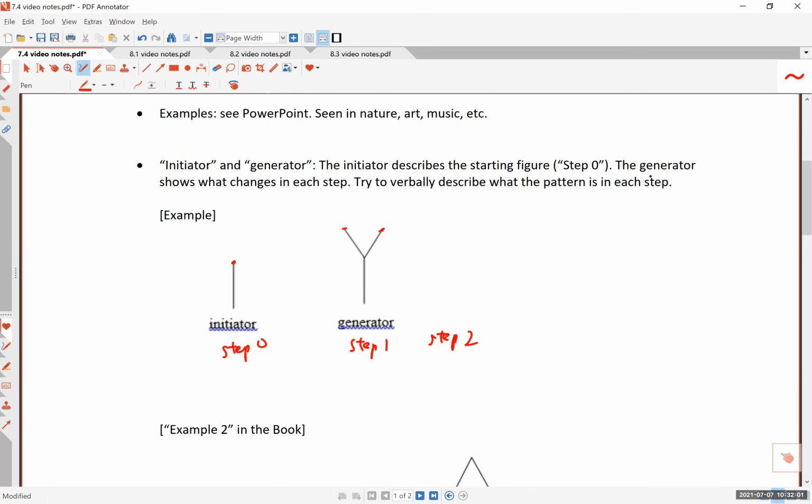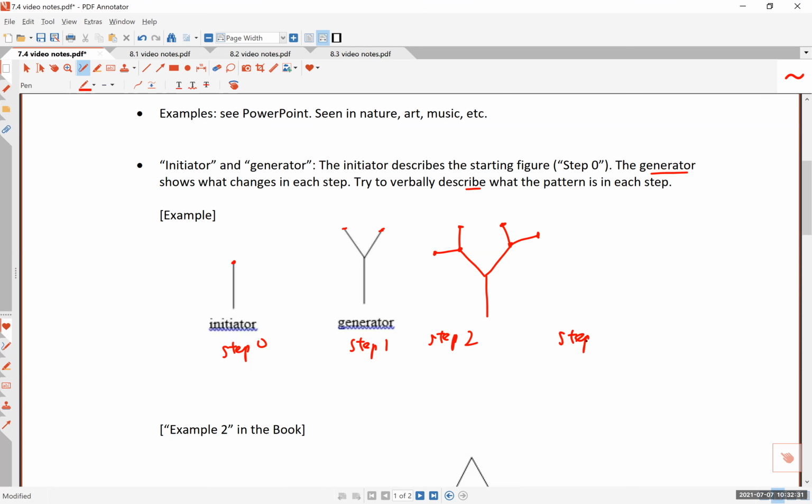Okay. The question says the generator shows you what changes in each step. Try to verbally describe, we did that, right? So 2 new branches come from each of the ends on top. What pattern in each step? So step 2 would look like this. Go ahead and draw step 1. You have 2 ends, each of which is going to grow 2 more branches. Now, after step 2, we have 4 ends on the top.